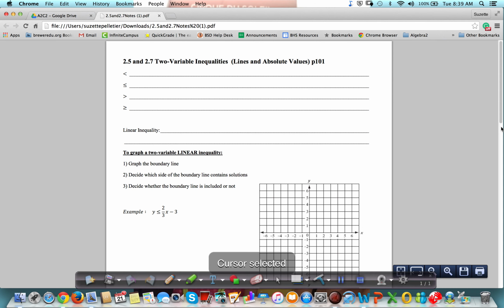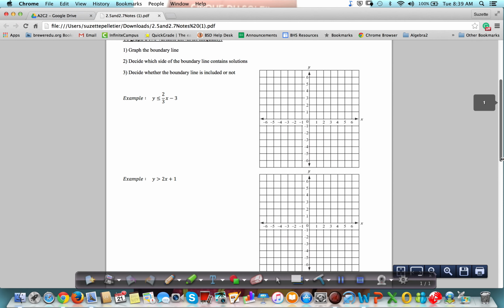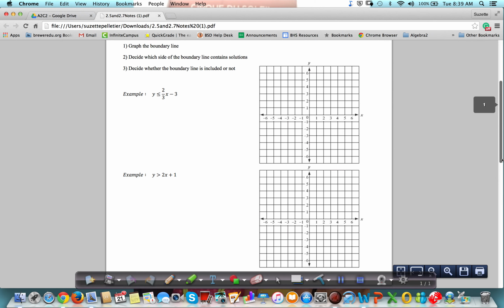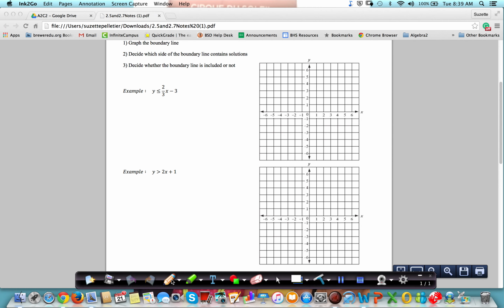Here's an example of a two-variable linear inequality. I'm going to do two of them. I'm going to scoot this up just a little bit so we can get both of them in there at the same time, okay? So first, graph your boundary line. So basically, what does that mean? That means graph your line. And remember, we're always thinking mx plus b. So slope and intercept, okay?